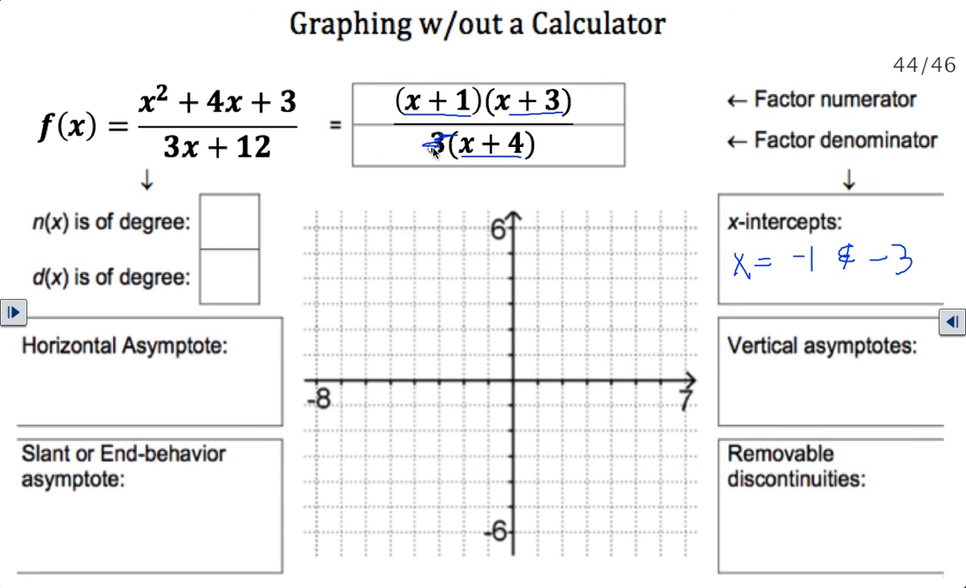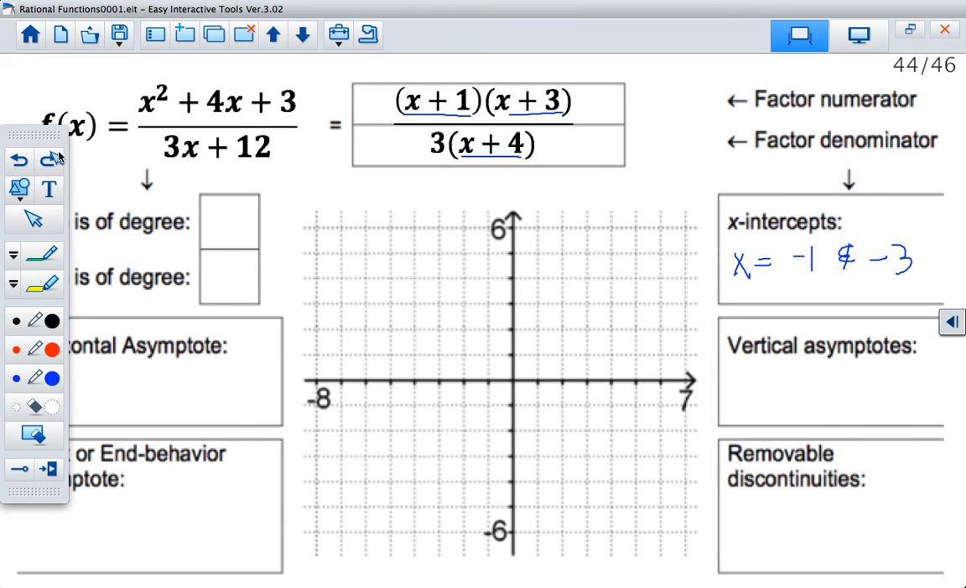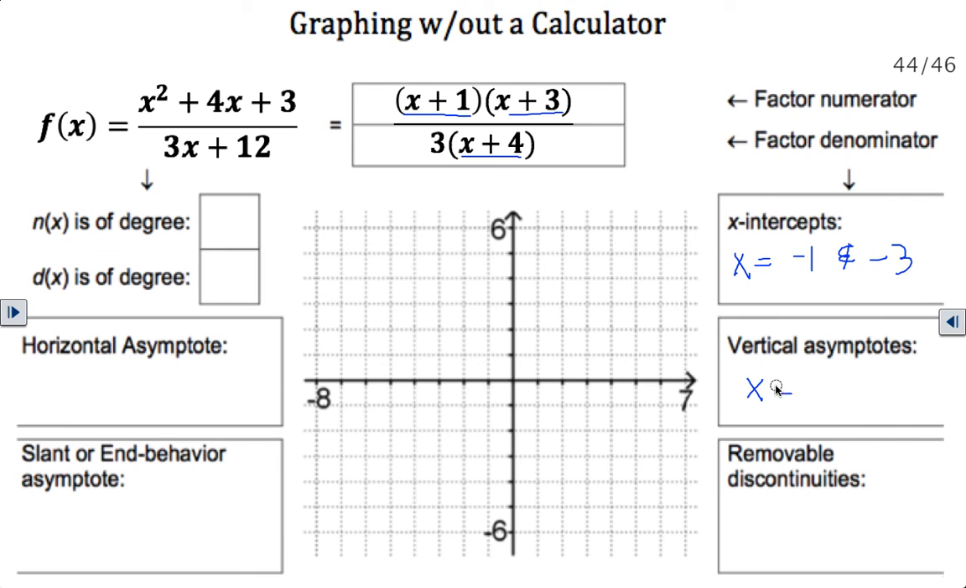Honestly, you can just ignore this 3, okay? Does not matter. It's not going to change the location of your vertical asymptote. So in this case, your vertical asymptote is at x equals -4, okay? We will not have any removable discontinuity since we do not have any of the same numbers here.